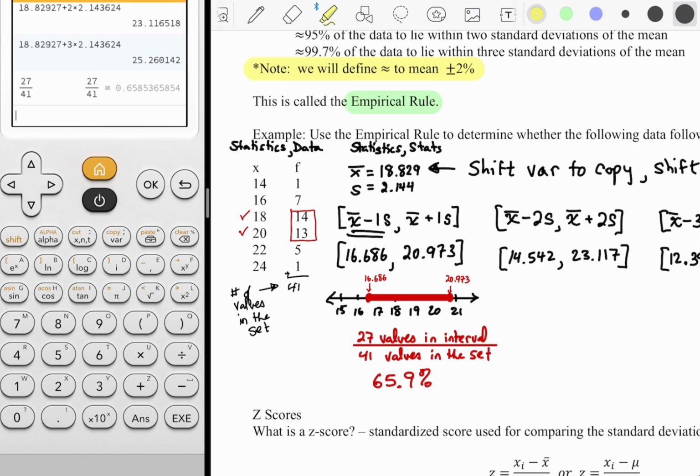Now this is right on the bubble, so I'd look at this and say, well, this could go either way. Because if I round it, I'd round it to 66, which is within two percentage points of 68. If I leave it unrounded, it's just far away enough to not be close enough. So when we have a borderline case like this, we just move on to the next one. This one's pretty close.